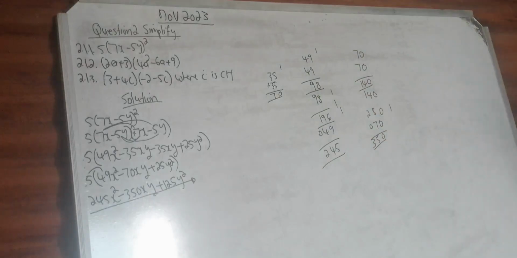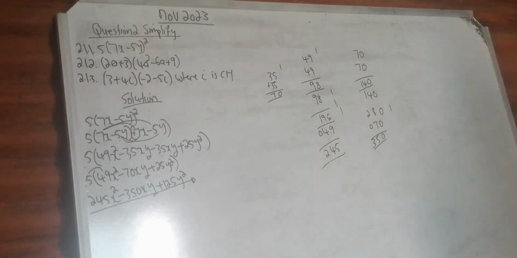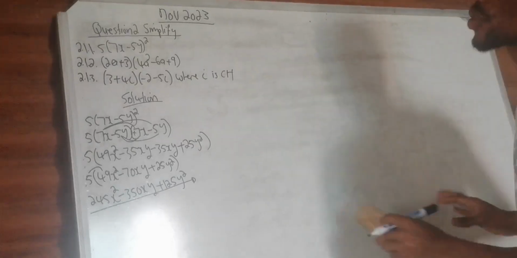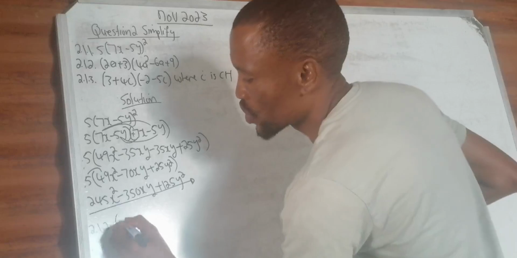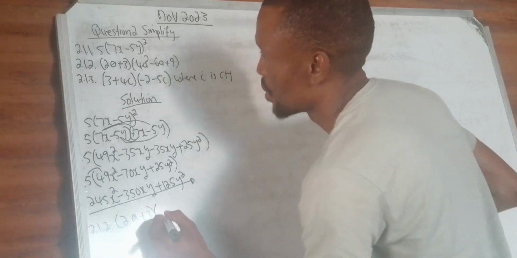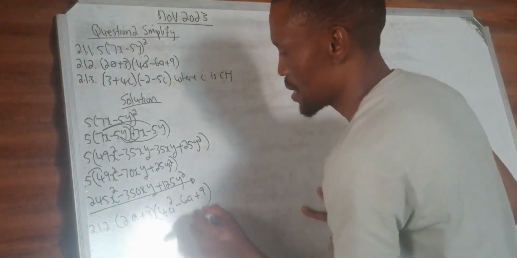Alright, now area 2.1.2. Area 2.1.2. We have 2a plus 3 multiplied by 4a squared minus 6a plus 9. Remember, we must simplify, and we remove the brackets by multiplication.